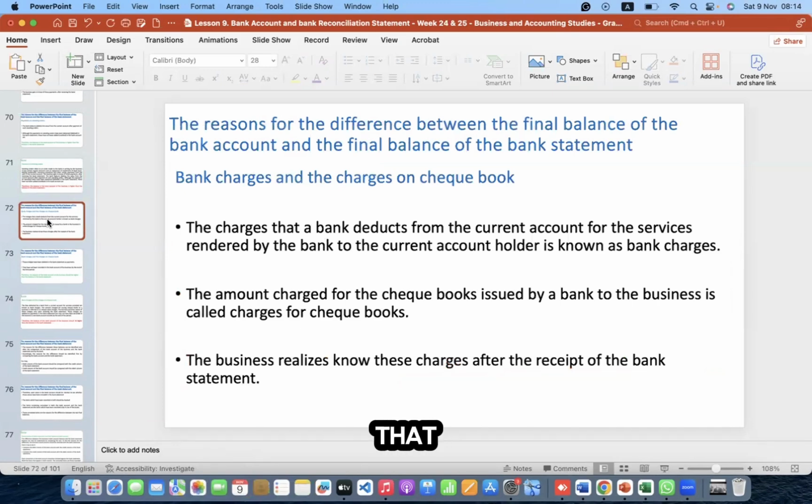And the thing that Dhanushkan asked earlier also. Now we are coming to another section called bank charges and the charges on the checkbook. Another reason, the final reason why the bank statement balance and the bank account balance are different.